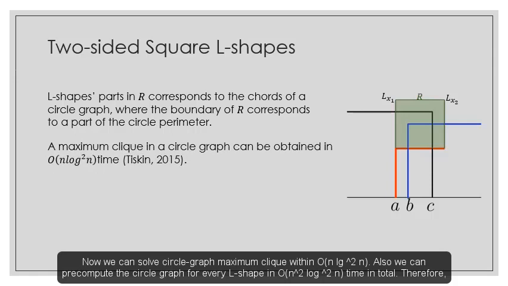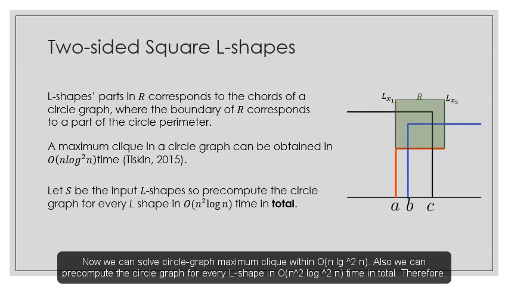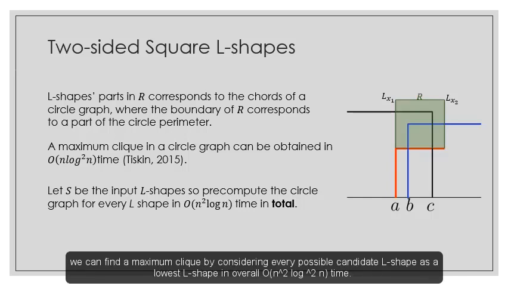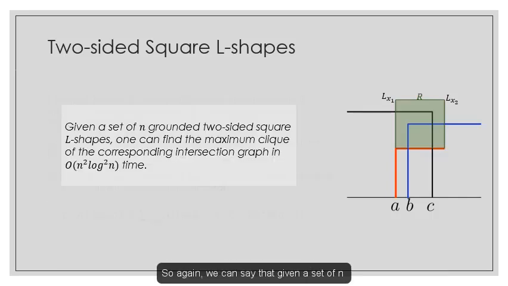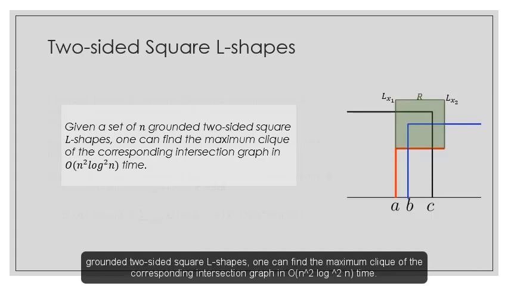Also, we can pre-compute the circle graph for every L-shape in order n squared log n time total. Therefore, we can find the maximum clique by considering every possible candidate L-shape as the lowest L-shape in overall n squared log squared n time. So again, we can say that given a set of n grounded two-sided square L-shapes, one can find the maximum clique of the corresponding intersection graph in n squared log squared n time.